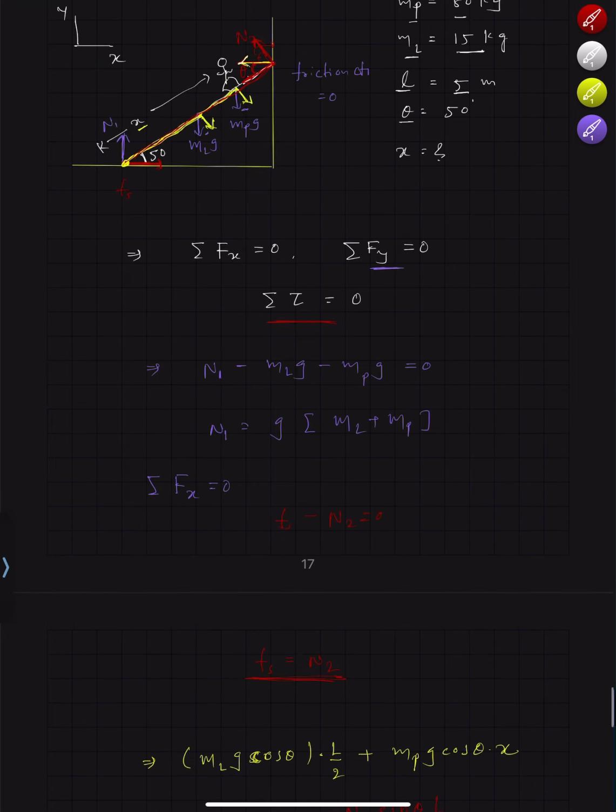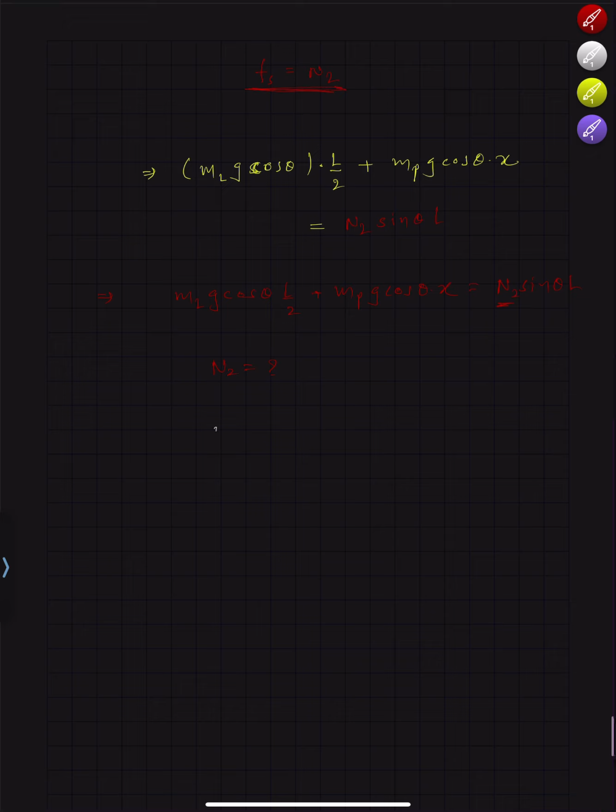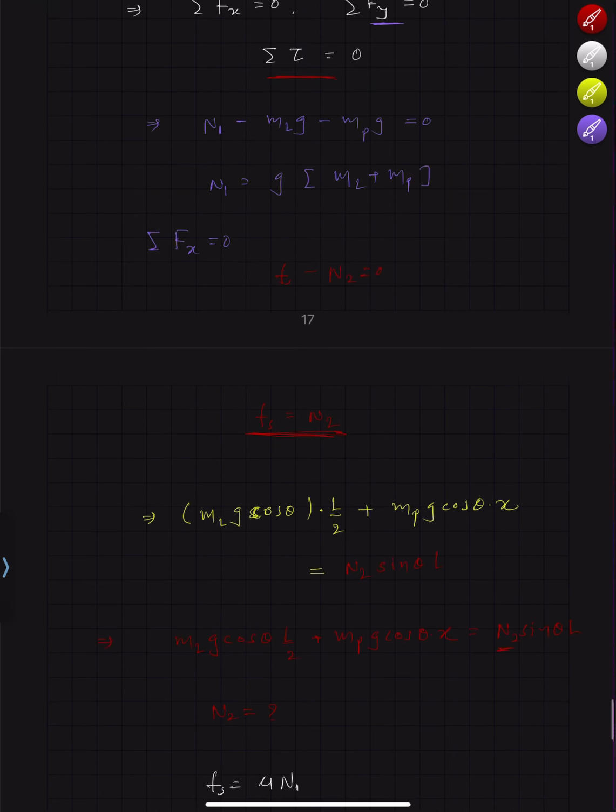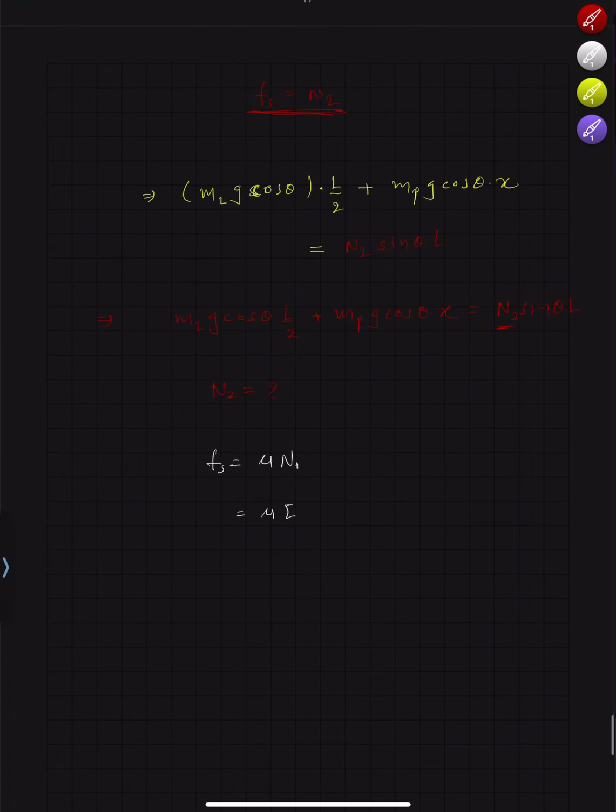So what is the friction force here? As we know, it is given by mu times N. Here N is N1, the normal component. So the friction force is equal to mu times N1, and N1 is given here: N1 is equal to (m_l plus m_p) times g. So it is mu g (m_l plus m_p). Now f_s is equal to N2.